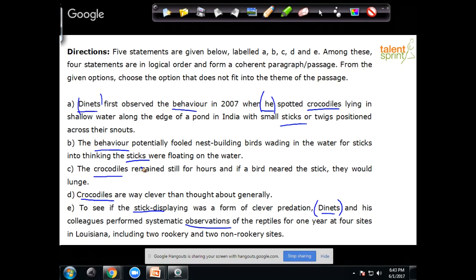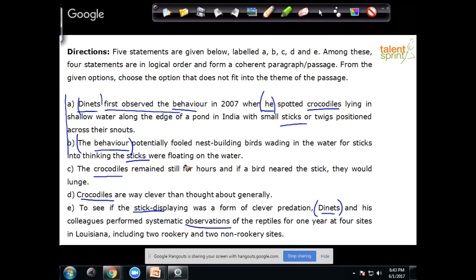So it says here, Dinets first observed the behavior in 2007 when he spotted crocodiles lying in shallow water along the edge of a pond in India with small sticks or twigs positioned across their snouts. So this was the behavior that he noticed first, relating to the behavior that he first observed in 2007. So A and B is a link. Potentially fooled nest-building birds wading in the water for sticks into thinking the sticks were floating on the water.